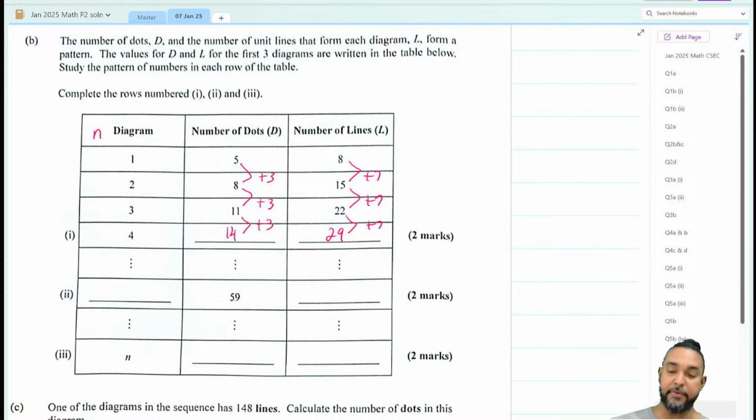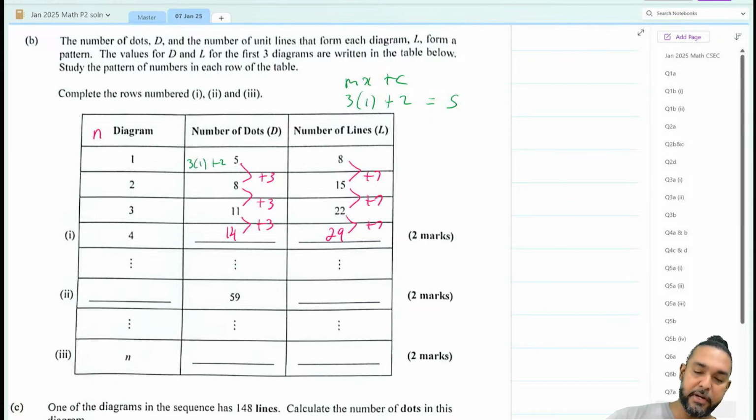These are linear functions, as in how we have a straight line, y is equal to mx plus c. That m is the 3. The x is the diagram number. So 3 by 1, and then it'll be equal to 5. So 3 by 1 is 3, and 3 plus 2 is 5. That's how you get that. Try it again. 3 by 2 is 6, plus 2 is 8. 3 by 3 is 9, plus 2 is 11. 3 by 4 is 12, plus 2 is 14. So the rule here is 3 by n plus 2.